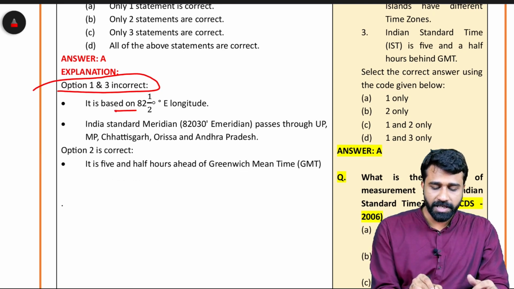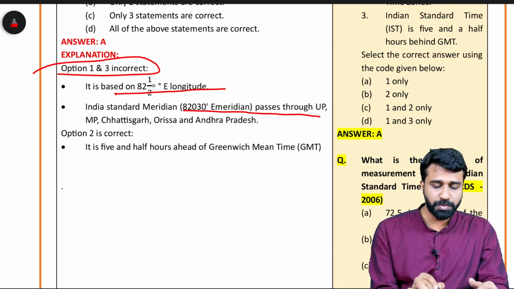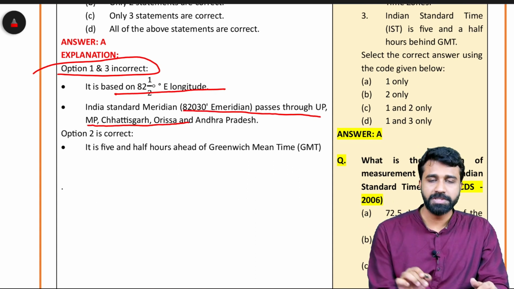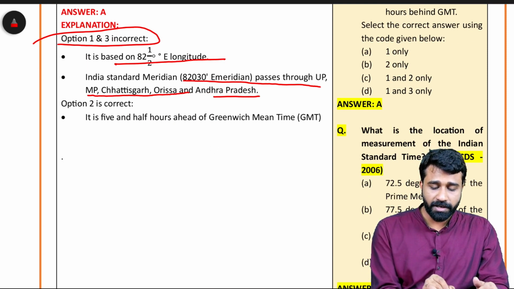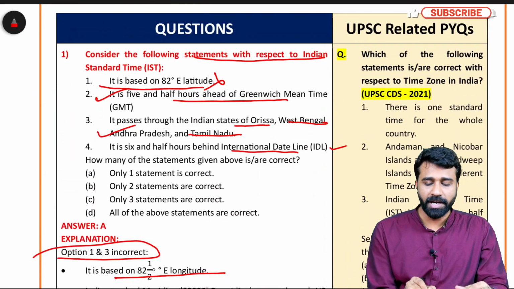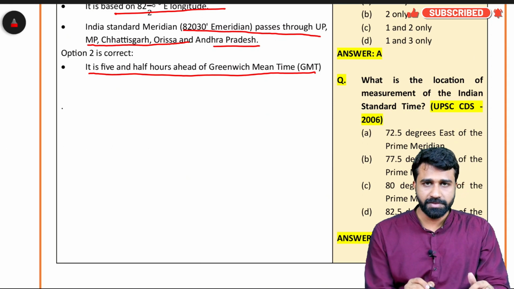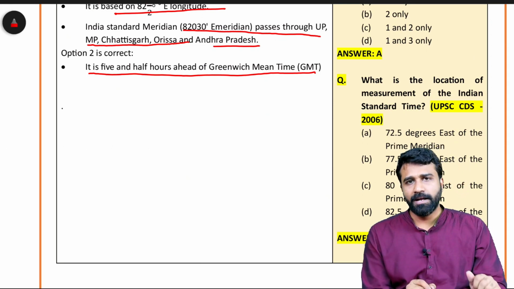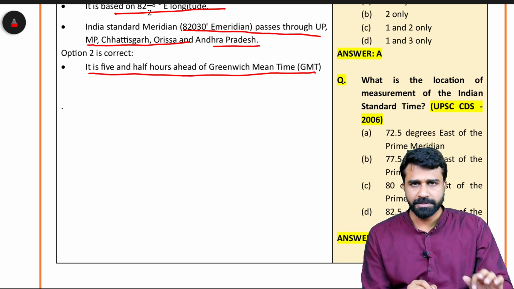It is 82.5 degrees east longitude, not latitude, and the Indian Standard Meridian passes through Uttar Pradesh, Madhya Pradesh, Chhattisgarh, Orissa, and Andhra Pradesh. It is actually 5.5 hours ahead of Greenwich Mean Time and 6.5 hours behind the international dateline. How will you calculate it? Because each degree of longitude covers 4 minutes, and 15 degrees of longitude cover around 1 hour.